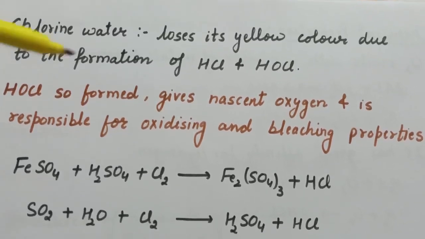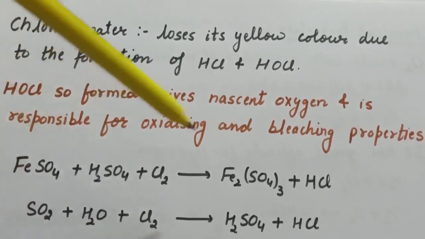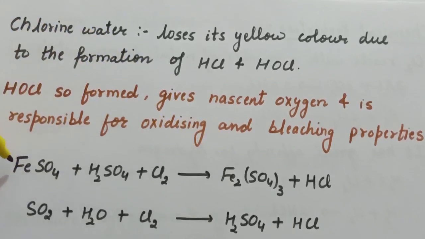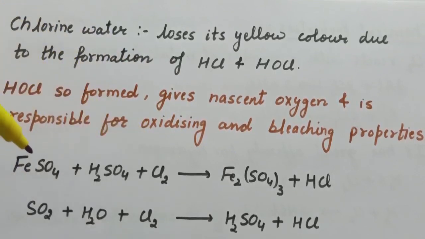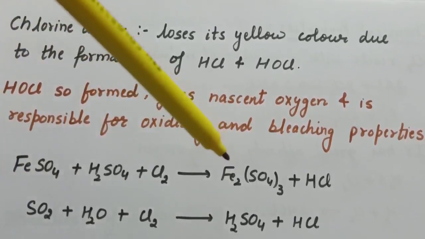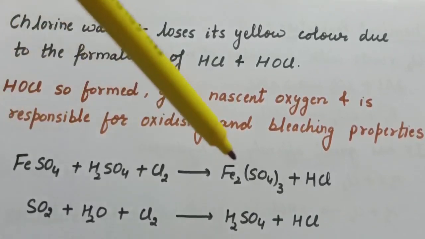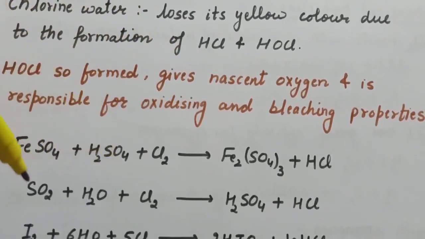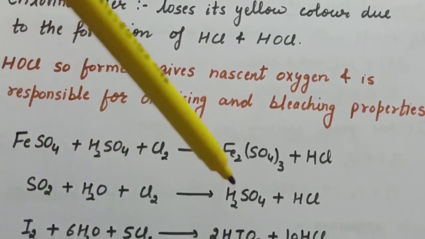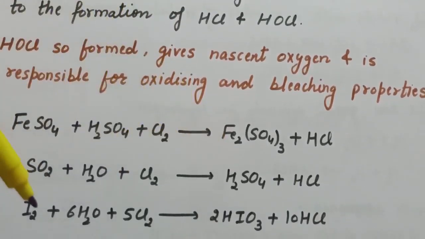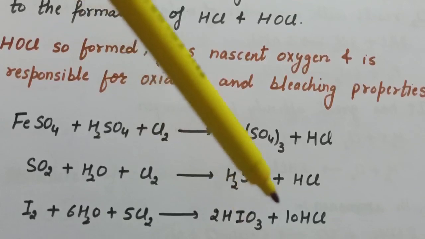First reaction is this: chlorine is used for oxidizing ferrous sulfate to ferric sulfate. Here the iron is present in the +2 oxidation state, so this chlorine will oxidize the +2 oxidation state to +3. Here the oxidation number of iron is +3. So the Cl2 oxidizes iron from +2 to +3. Next, when we have SO2, this sulfur dioxide is oxidized to sulfuric acid. Similarly, we have the reaction with iodine. When we treat iodine with Cl2, HIO3 is formed and HCl is formed.